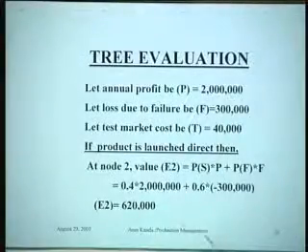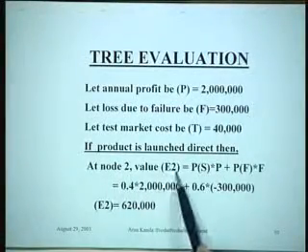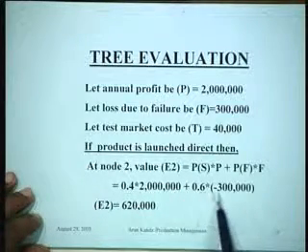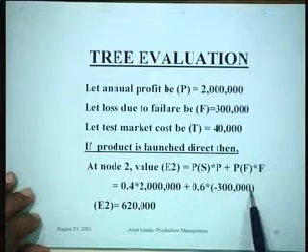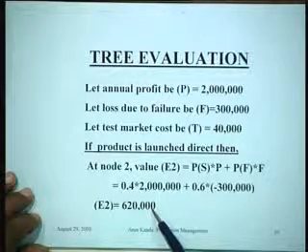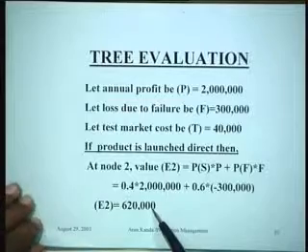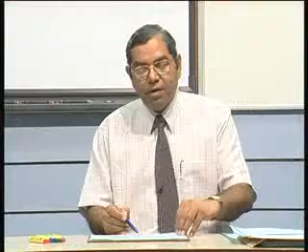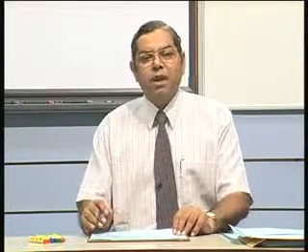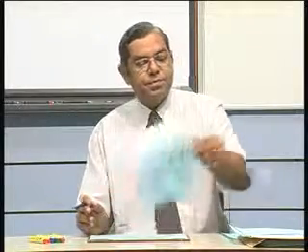So this value, which is the expected value for node 2, is therefore 0.4 into 2 million plus 0.6 into minus 300,000, because this is a loss, and the expected value for node 2 is 620,000 rupees. So it's one way we have computed the value for node 2. We will adopt a similar procedure to compute the values for nodes 3 to 9 for this particular problem.